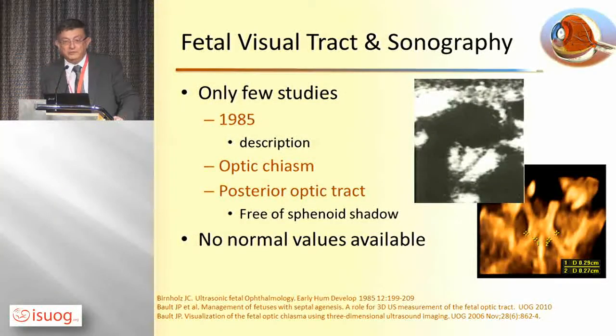And we went to the literature, as always. A lot of the first papers on obstetric ultrasound were published by Birnholz, and he described in 85 the optic nerve sheath. He also described, by the way, in ultrasound in 85 the optic chiasma and also the posterior optic tract. But there are no normal values available regarding the size. Lately, the group from Bolt was able to depict the chiasma using 3D techniques and to measure the posterior and anterior tracts.